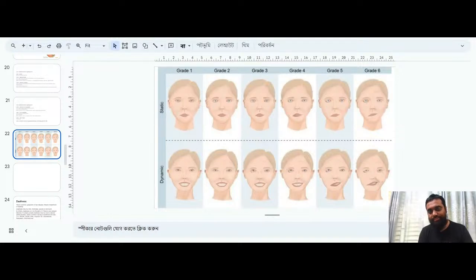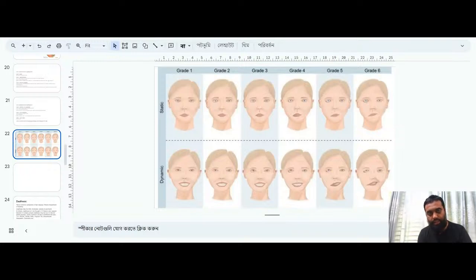But grade 6 is very clear cut. We can see that the angle of the mouth is deviated toward this side, the eye is very asymmetric, and the forehead is also asymmetric. In this figure, there is the facial palsy on this side.